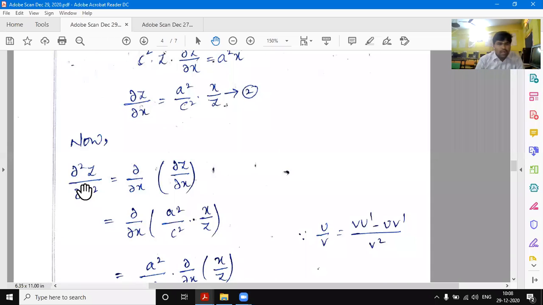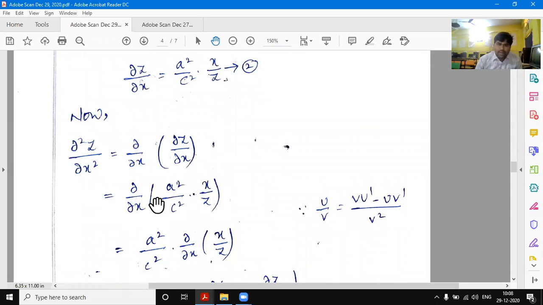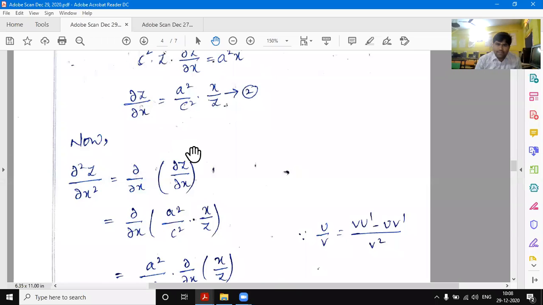So dou square z by dou x square is nothing but dou by dou x into dou z by dou x. We have to again partially differentiate with respect to x. So that is dou by dou x of dou z by dou x, which we got as a square by c square into x by z.